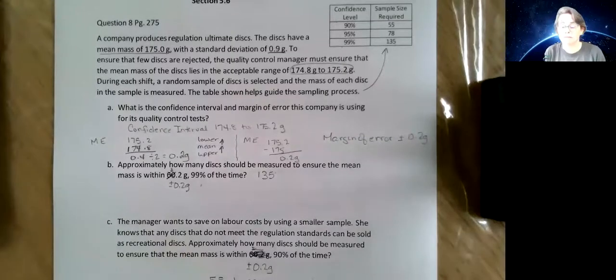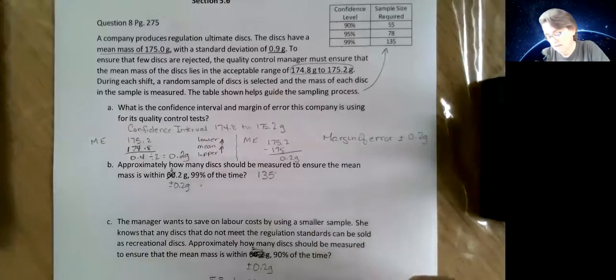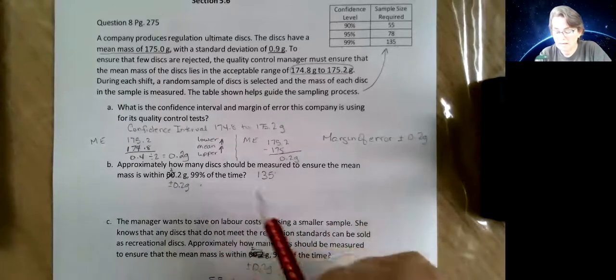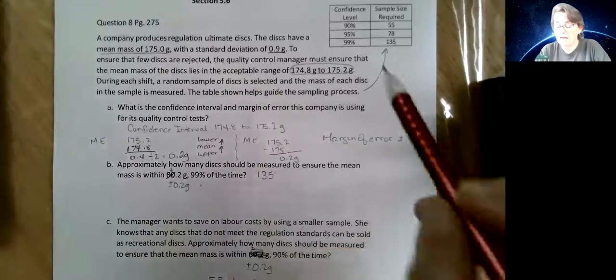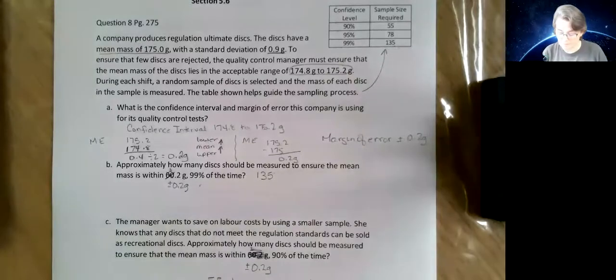That's all you're doing, is looking up there. So does that make sense to you, right? If we need it to be right 90% of the time, you've got to sample 55 discs. If you want it to be right 99% of the time, so even more accurate, you'd have to sample more. So the higher the confidence level you want, the more discs you're going to have to sample.